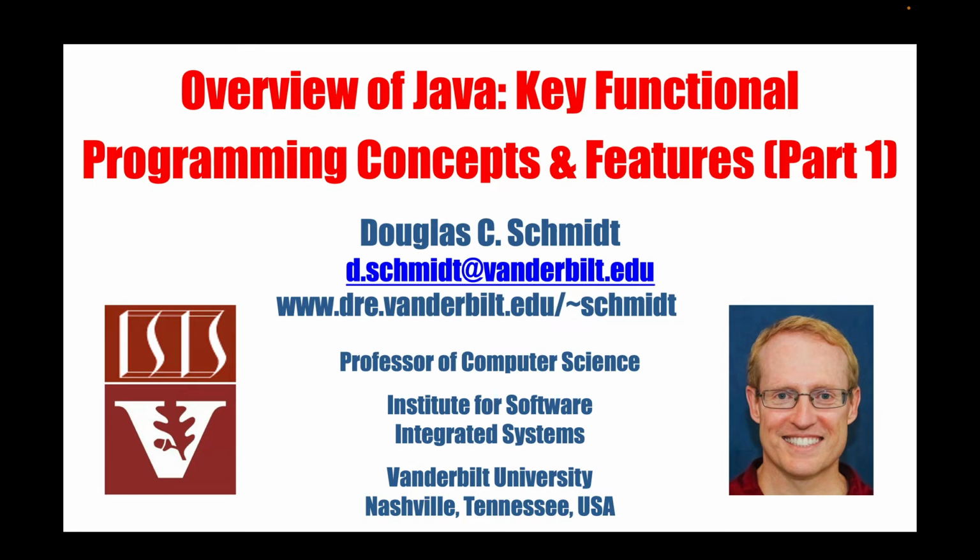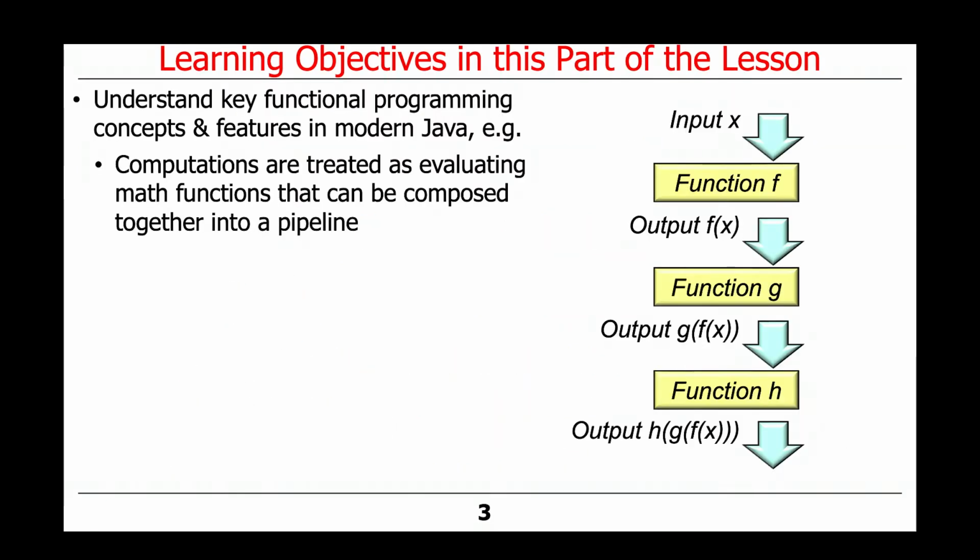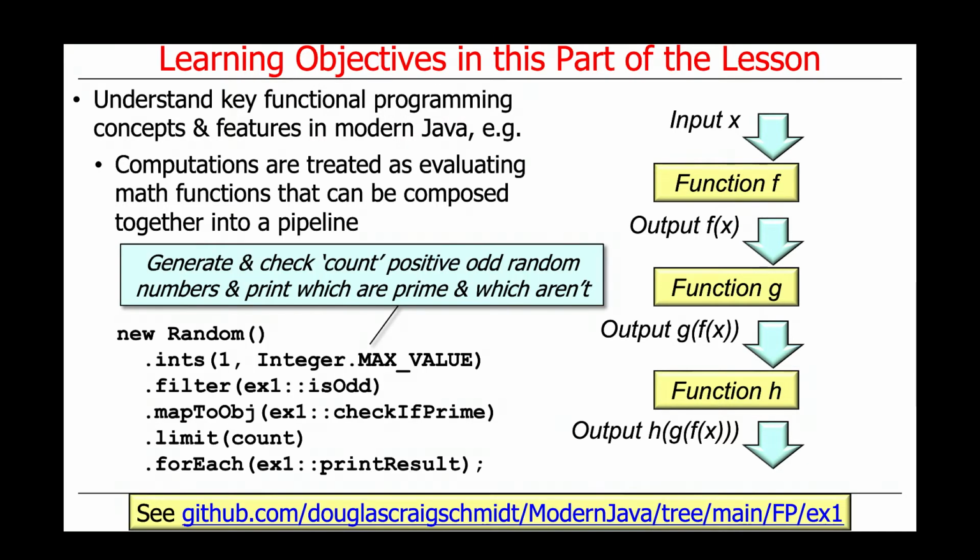Continuing our overview of Java, we'll now turn our attention to key functional programming concepts and features supported in the language. These features were added in Java 8 and expanded thereafter. We'll start our discussion by considering how computations can be treated as evaluating math functions that can be composed together into pipelines. We'll look at an example as a case study which generates and checks count positive odd random numbers and then prints which are prime and which aren't.